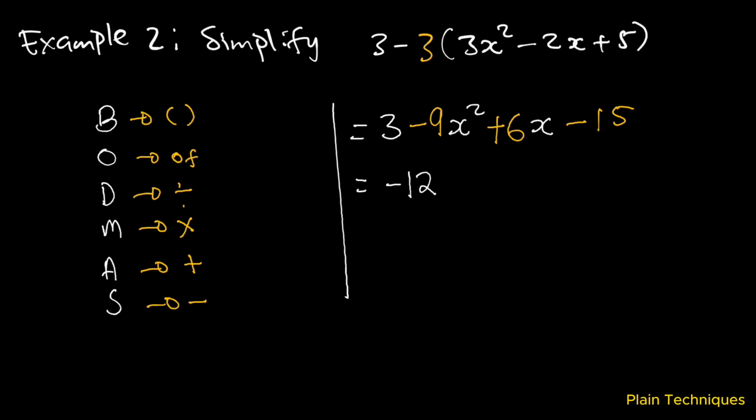Now, the next part will be to further look for like terms. Do we have any other term that contains x squared except for this one? No, we don't. Therefore, I'm going to write it as it is, minus 9x squared. Then you go back again. Do you have a term that contains x raised to exponent 1 except for this one? No, we don't. Therefore, you go ahead and write 6x.